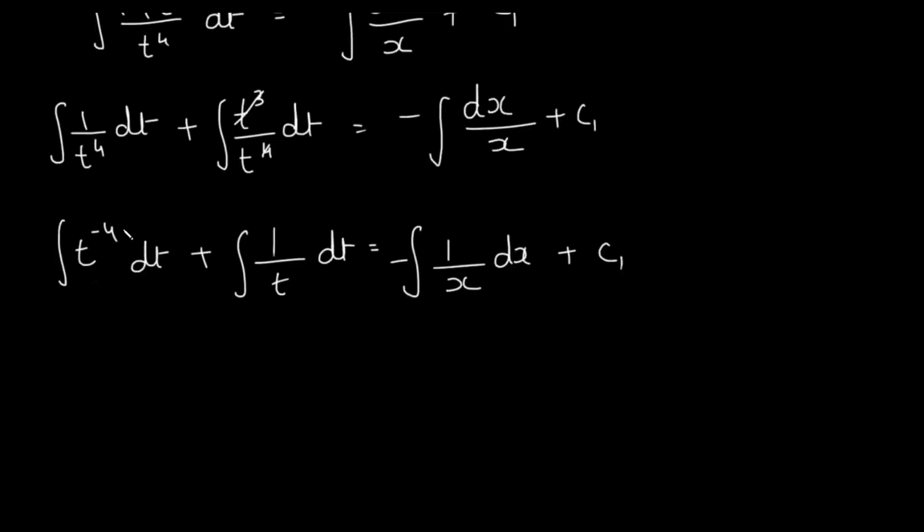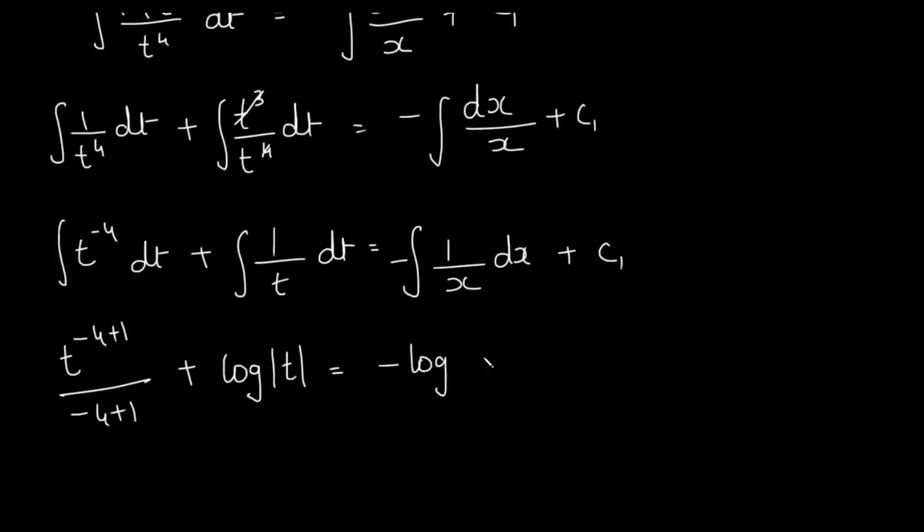Now when we integrate, in the first term we use the formula for x raised to n. Remember the formula is x raised to n plus 1 upon n plus 1. So we get t raised to minus 4 plus 1 upon minus 4 plus 1. Then 1 upon t, the integral of 1 upon t is log t, is equal to, again on the RHS we get minus log x, because for 1 upon x, the integral is log x. Now c1 we will write as log c1. Log c1 is also a constant, so it is as good as before.